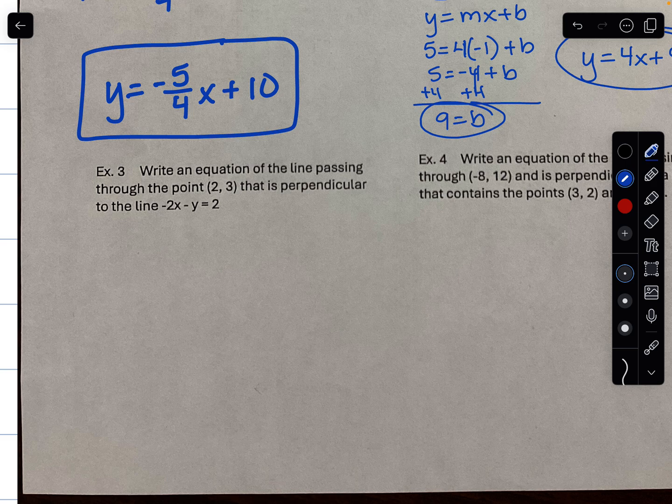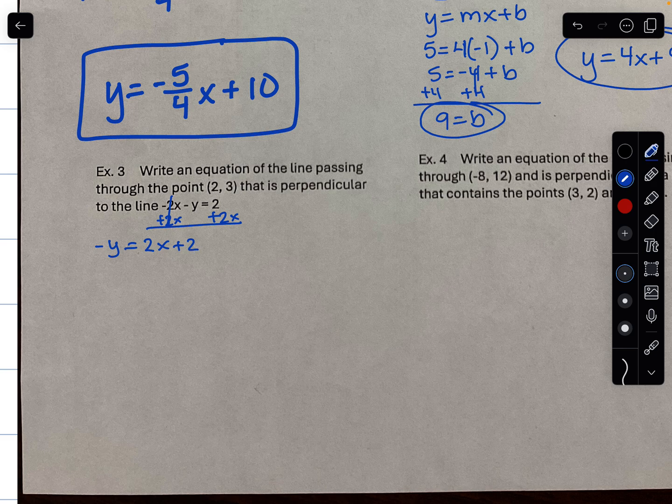All right. Anybody want to try example 3? Turner. You gotta add 2x, because it's not in slope-intercept form, so we do need to do that first. What am I left with after I add 2x? Negative y equals 2x plus 2. Okay. Is that it? No.